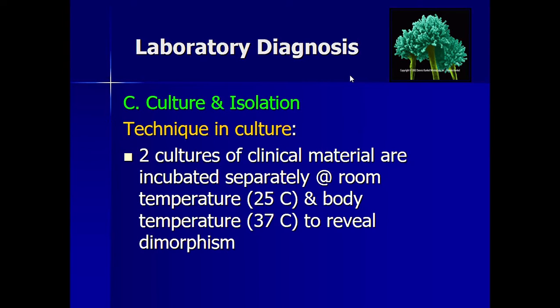So, unlike in bacterial culture where you have only one setup, that is incubating your bacterial culture medium in the incubator set at 37 degrees centigrade, if you are dealing here with fungal infection, for the fungal isolation and culture, you need two setups. One incubated in the incubator set at 37 degrees centigrade, and one in the environment of the lab, so at room temperature of 25 degrees centigrade. This is for the purpose of demonstrating if the organism you are isolating has this dimorphism property.